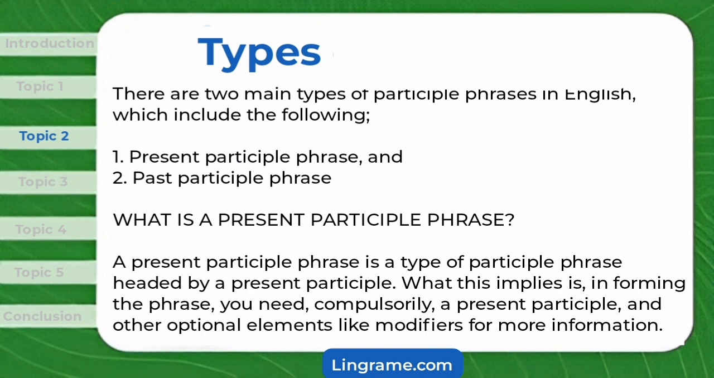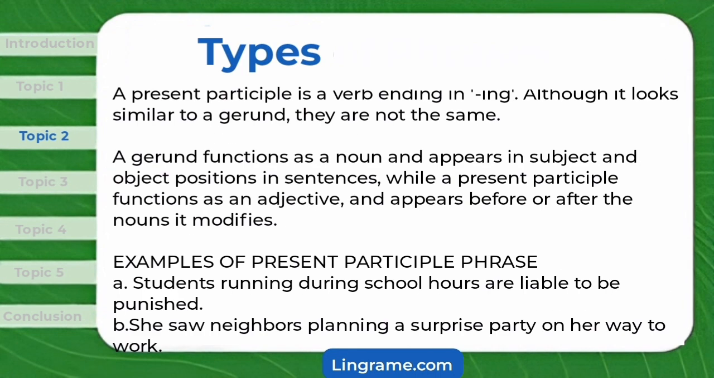What is a present participle phrase? A present participle phrase is a type of participle phrase headed by a present participle. What this implies is, in forming the phrase, you need, compulsorily, a present participle, and other optional elements like modifiers for more information. A present participle is a verb ending in apostrophe-ing.